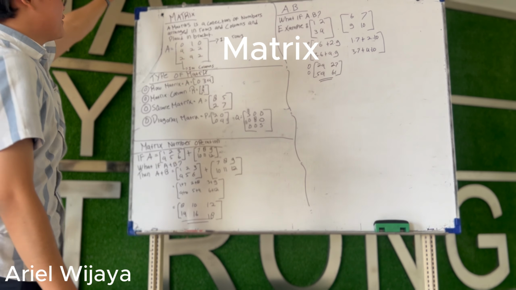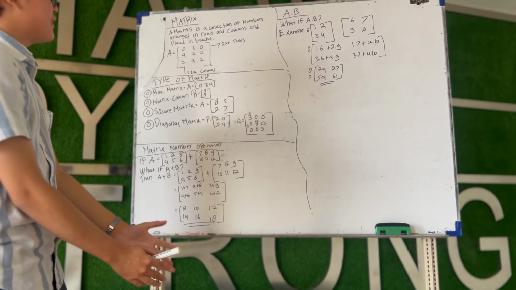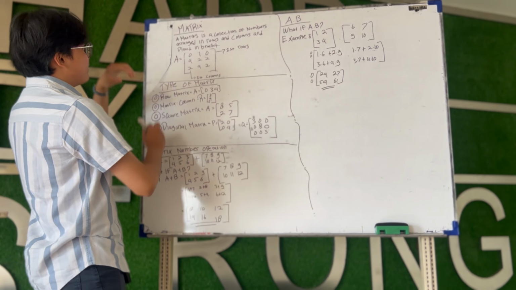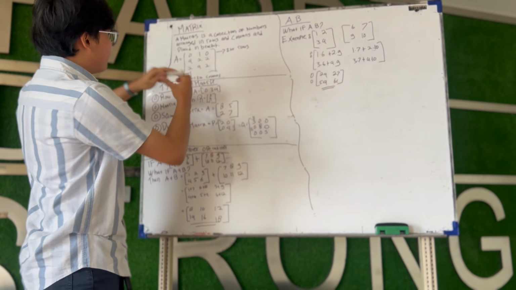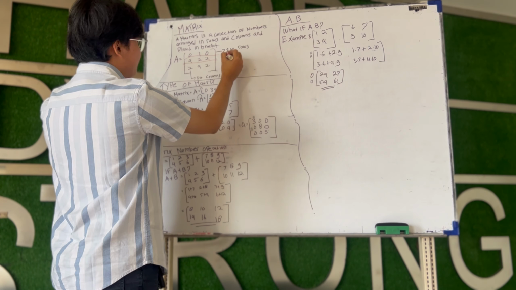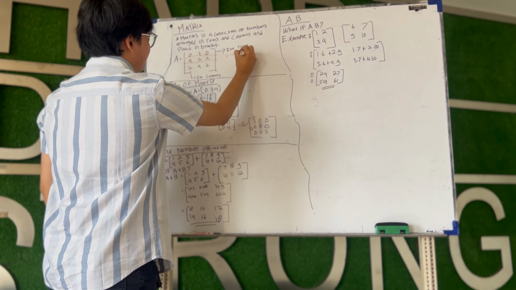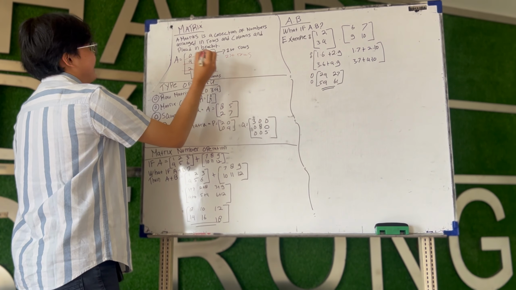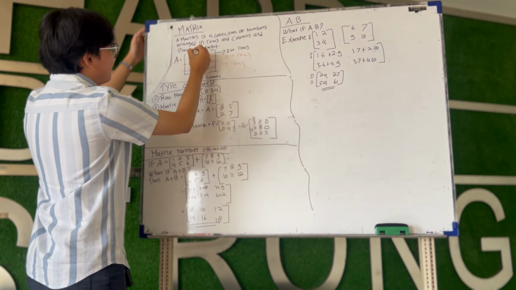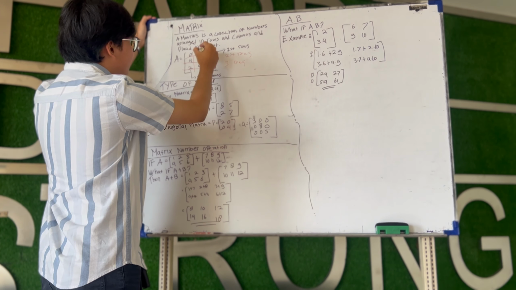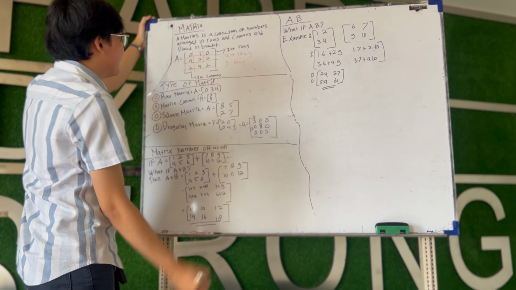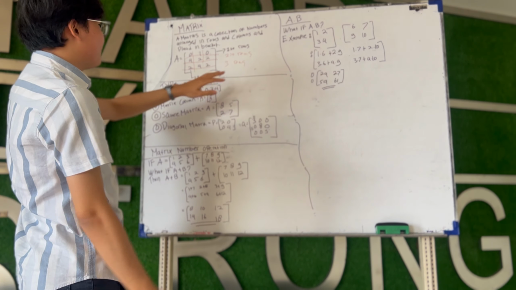What is a matrix? A matrix is a collection of numbers arranged in rows and columns and placed in brackets. For example, matrix A: the first vertical line is the first row, the second vertical line is the second row, and the third vertical line is the third row, and horizontally this is the first column, this is the second column, and this is the third column.